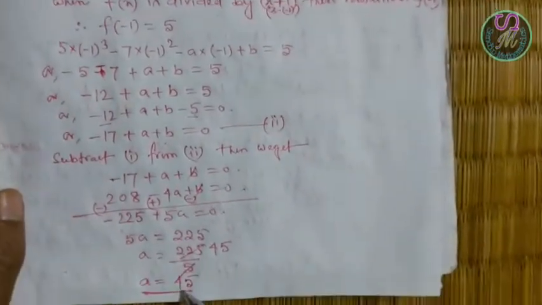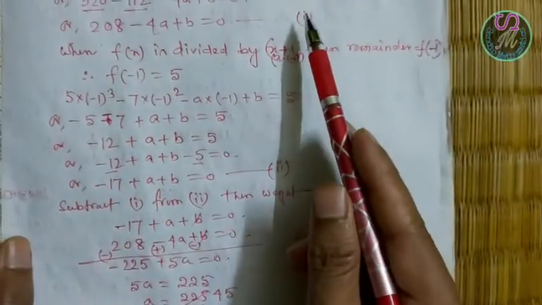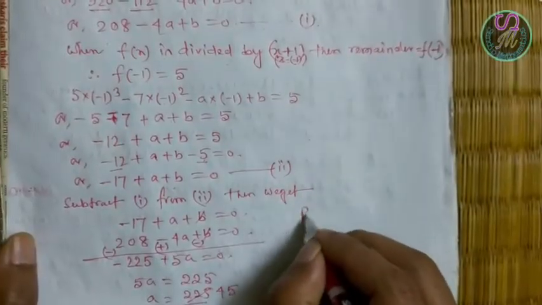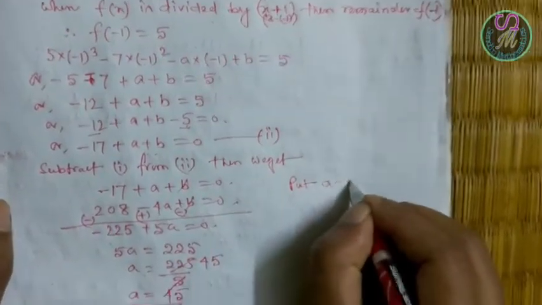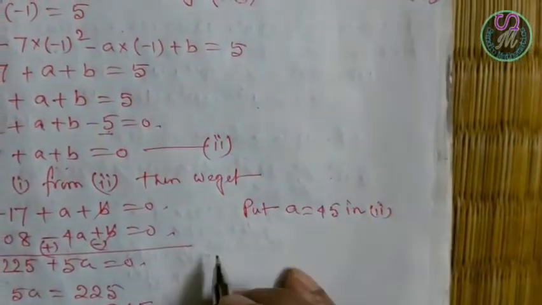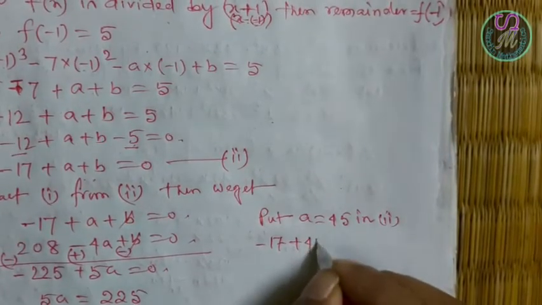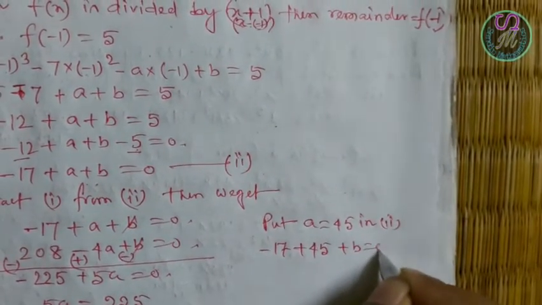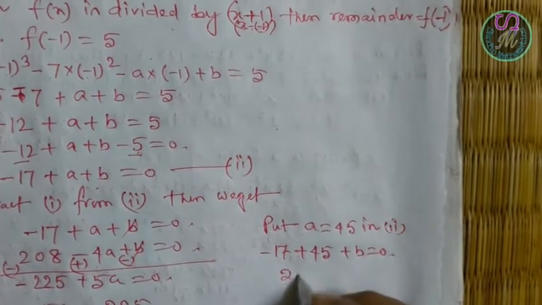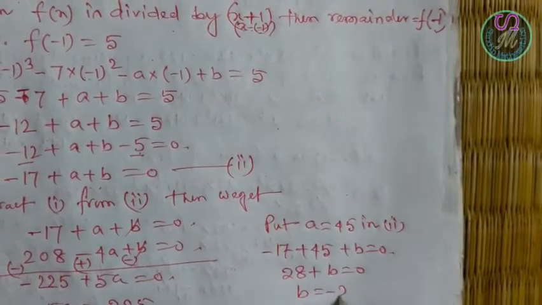By putting the value of a equal to 45 in either the equation 1 or the equation 2. You can choose any one. Put a equal to 45 in number 2. Okay, so here the number 2 equation, that's minus 17 plus 45 plus b, this one equal to 0. Now minus 17 plus 45, that means this one is 28 plus b, this one equal to 0. So the value of b is minus 28.